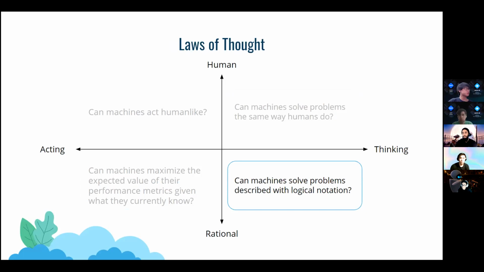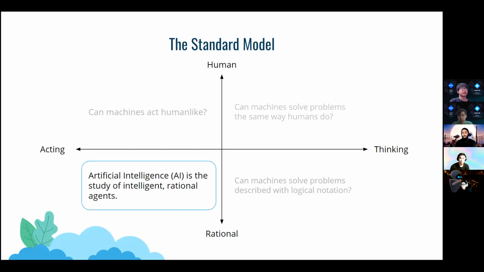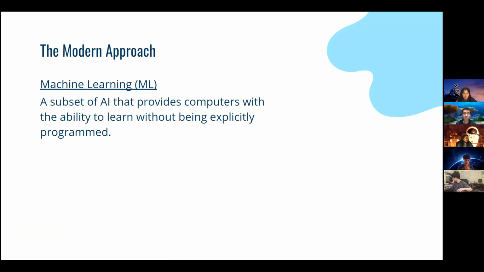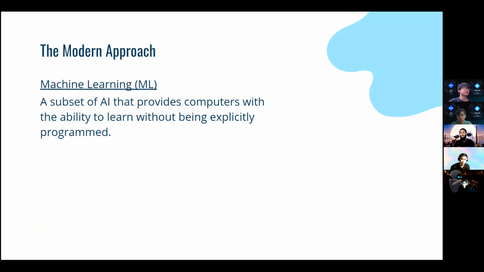While all four schools of thought about AI are interesting, what we're really concerned with today is the standard model, which is that AI is the study of intelligent rational agents. More specifically, we're looking at machine learning, which falls within the rational agent approach. Machine learning is a subset of AI that provides computers with the ability to learn without being explicitly programmed. I find there is a really helpful diagram that we at ACM AI have been using a lot in our slides to explain the difference between machine learning and AI.